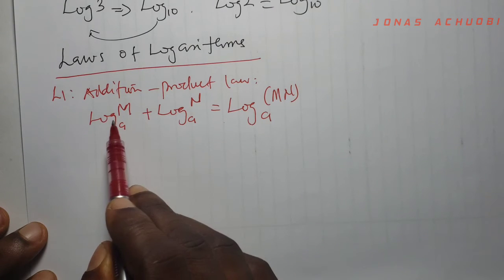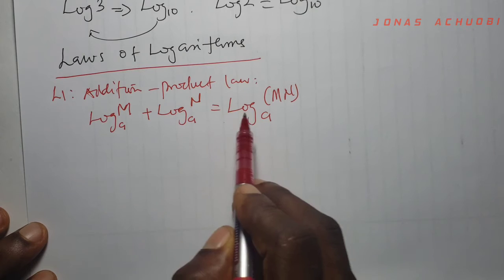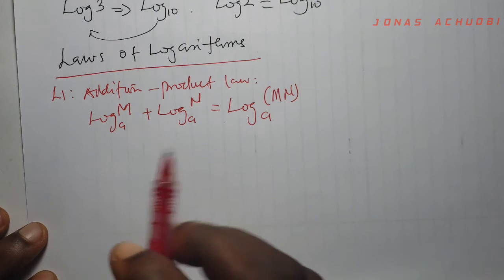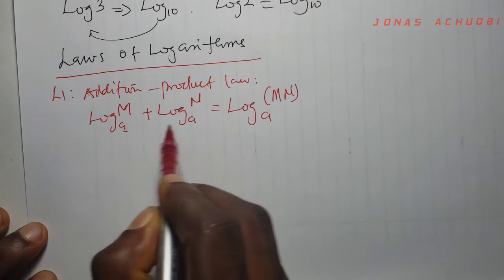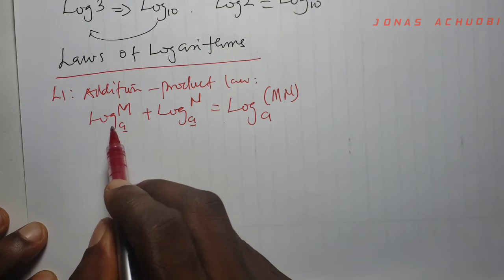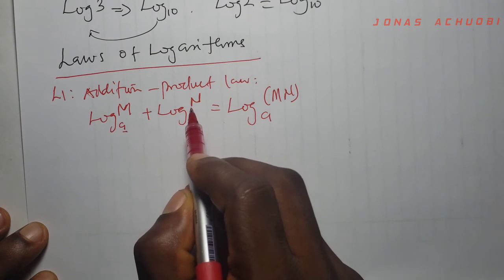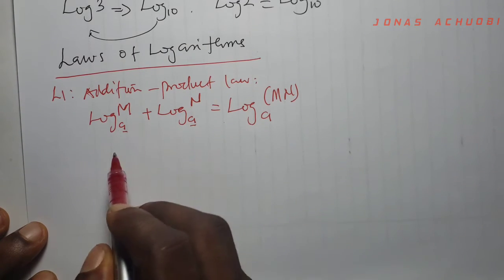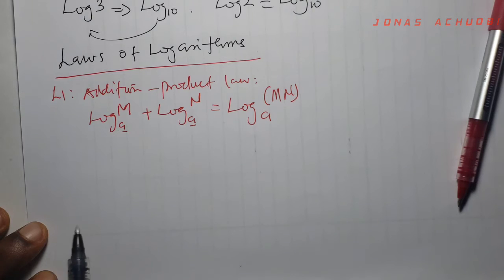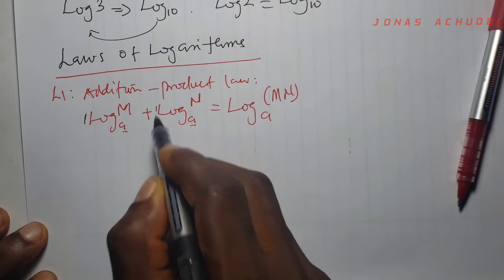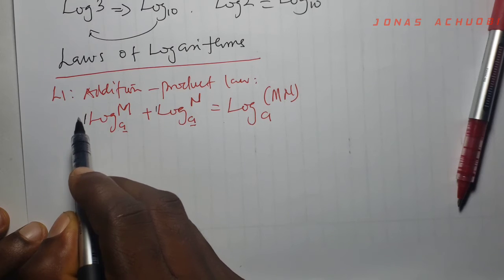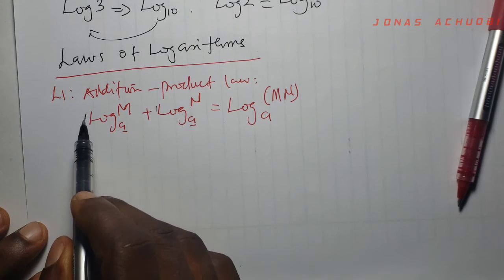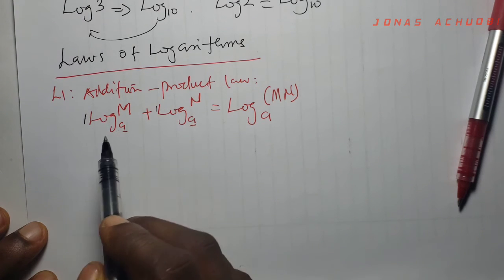That the sum of the logs of two numbers is equal to the log of their product. But take note, this only happens when both logs have the same base a. So if the first log is, let's say, base 2 and the second log is base 4, you can't apply this law. So both logs must be of the same base. And of course, most important, both logs must have a coefficient of 1. So if it is anything other than 1, you can't apply the law directly like this.